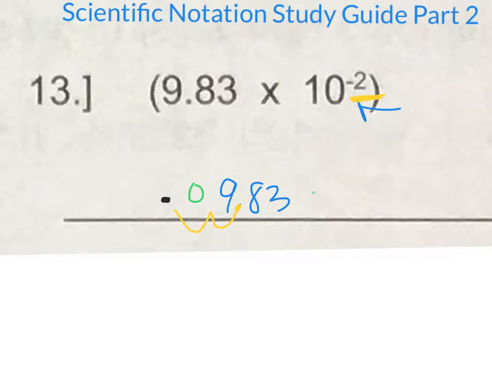Fill in with zeros. So let's rewrite this. So it's 0.0983. So again, make sure that you moved the decimal. So now it is out here.